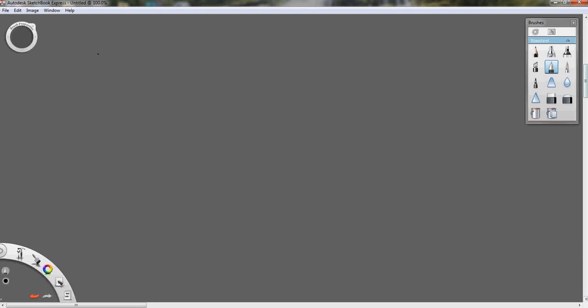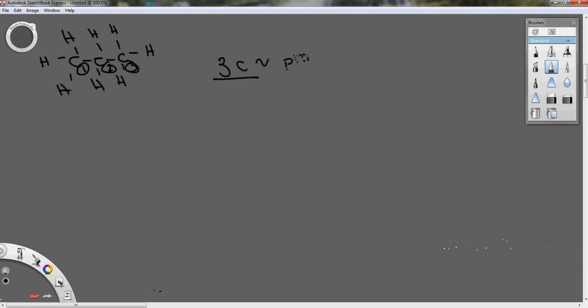Let's do another. Alright, let's count how many carbon atoms there are. 3 carbon atoms. Alrighty. So if a molecule has 3 carbon atoms, then it will be called propane. Alright, let's do one more.